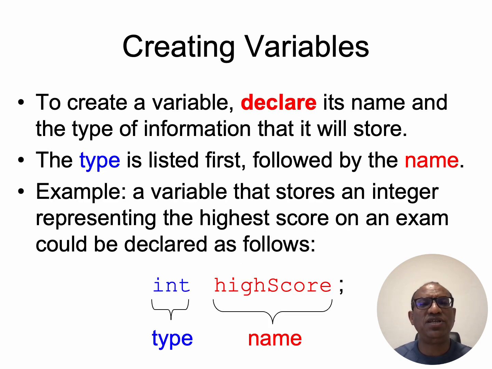To create a variable in Java, we declare its type and give it a name. For example, to store the highest exam score, we write int highScore. Here, int specifies the type, which is integer. highScore is the variable name. This declaration sets up a variable, but it doesn't yet hold a value.